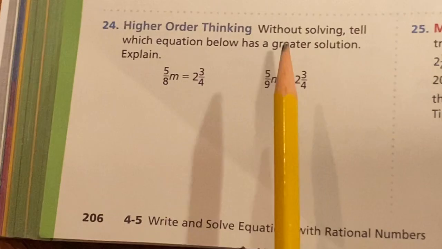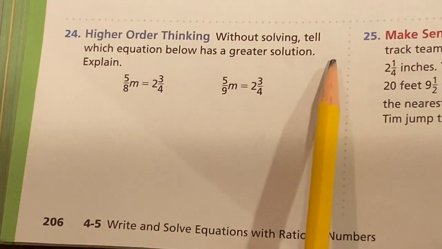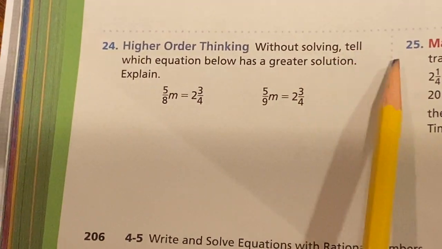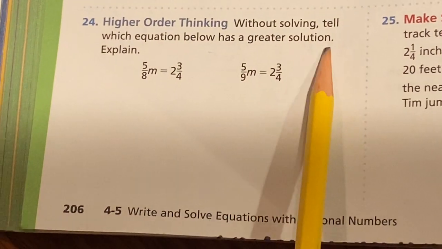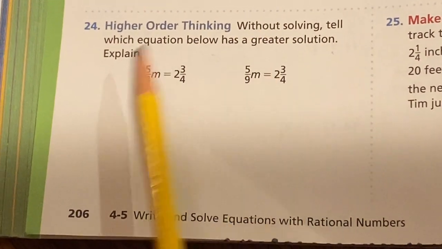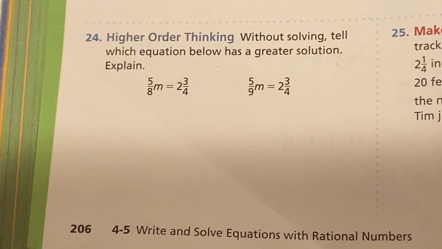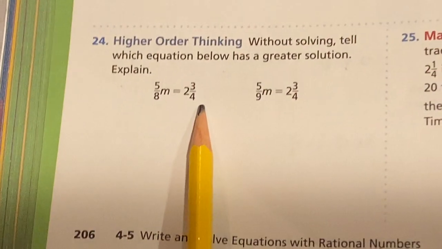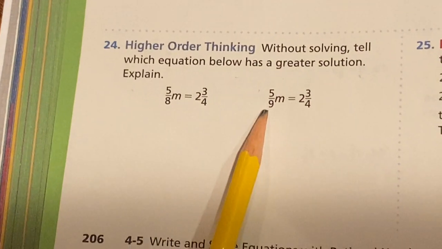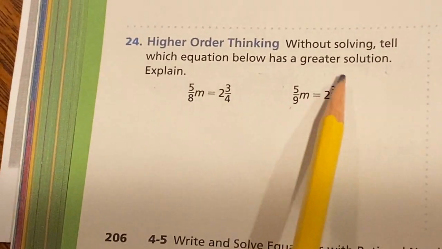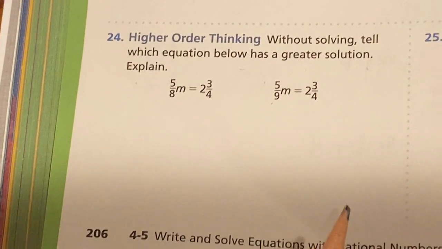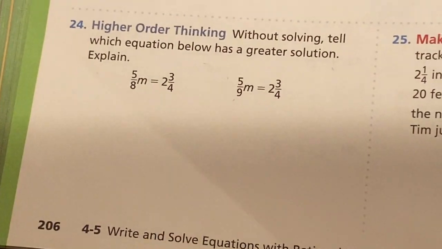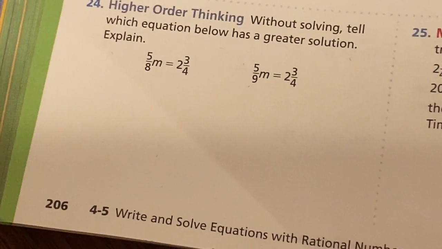And then for number 24, higher order thinking, without solving, so don't actually solve it, tell which equation below has a greater solution. And how do you know that without actually solving it? This is 5/8 m equals 2 3/4, and this is 5/9 m equals 2 3/4. So think about that. Which one is going to have the larger solution and why?